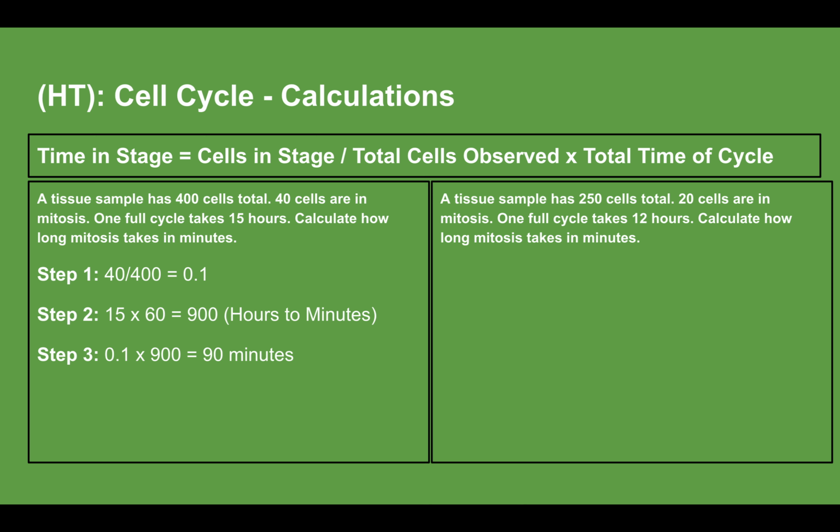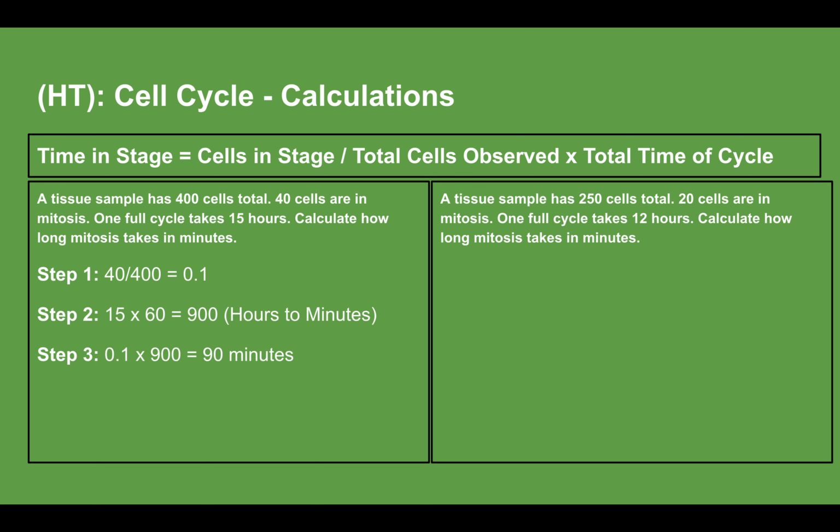Now we need to find out how long mitosis takes in minutes. Now we have 0.1 for the division we did in step 1, and we need to multiply that by 900, which will give us 90 minutes. So the answer for that would be 90 minutes.